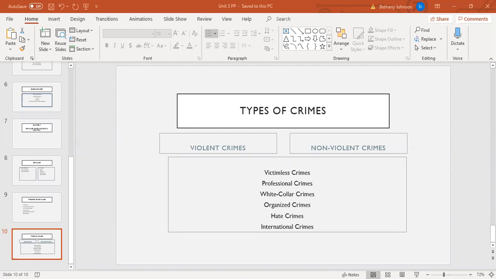So again, know the 2 categories of crimes and the 6 different types of crimes.